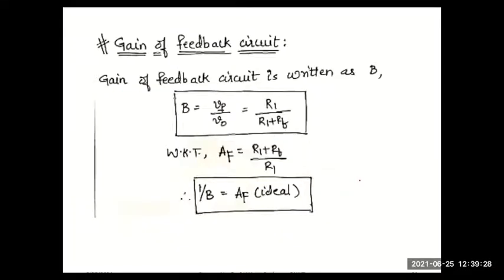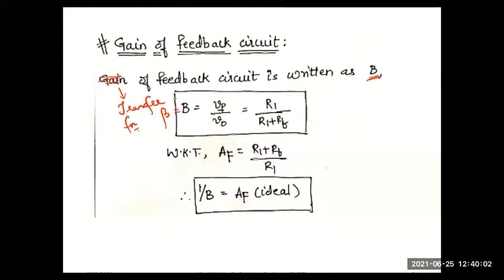Okay. Now, one more thing: what is the feedback circuit transfer function? I can't call it gain, because gain is usually more than 1. So let me call it the transfer function of the feedback circuit. The transfer function of the feedback circuit we know is written as beta, or B. It is Vf by V0, which is given by R1 by R1 plus Rf.